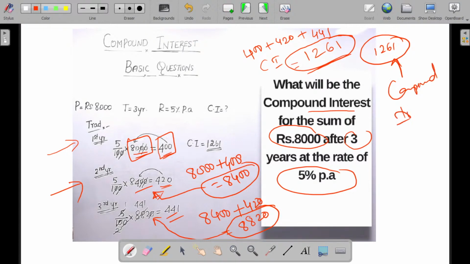Just keep in mind, compound interest means interest pay interest. This is not a formula based method. Whatever we used is the traditional method of how we can calculate the compound interest.